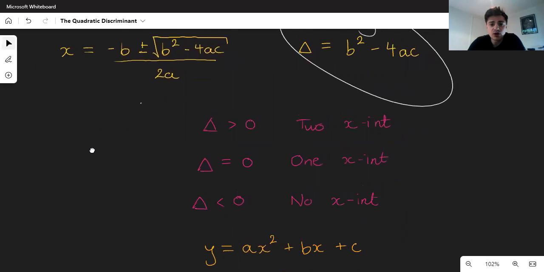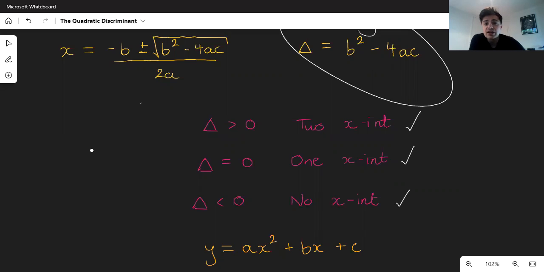So the three possible options are that when we solve this discriminant formula, we can have a solution greater than 0, and that means that we have 2 x-intercepts. We can have the solution equaling 0, and that means we have 1 x-intercept. We can have the solution being less than 0, so a negative number, and that means that we have no x-intercepts.